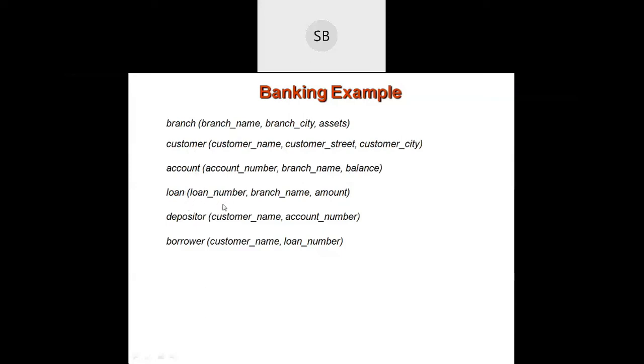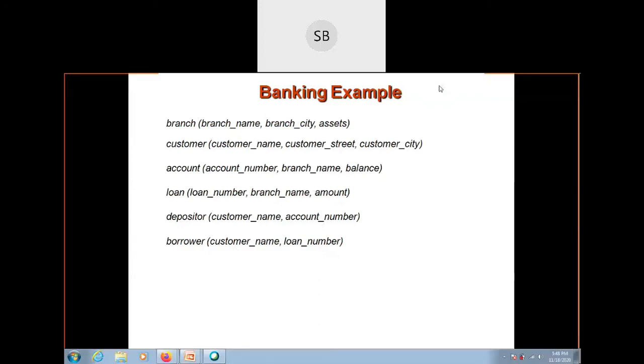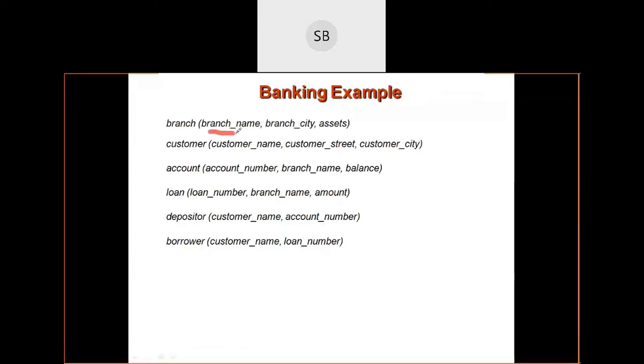The loan table has loan number, branch name and amount. These are the attributes for the loan table. And the depositor schema has customer name and account number, and the borrower schema has customer name and loan number. Firstly, you have to check the primary key for each table. This is the primary key for the customer table, this is the primary key for the account table, and this is the primary key for the loan table.